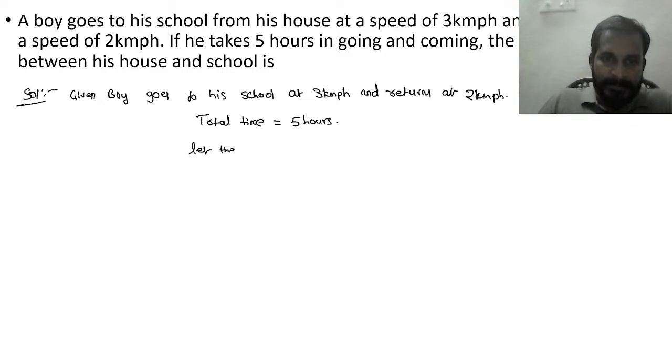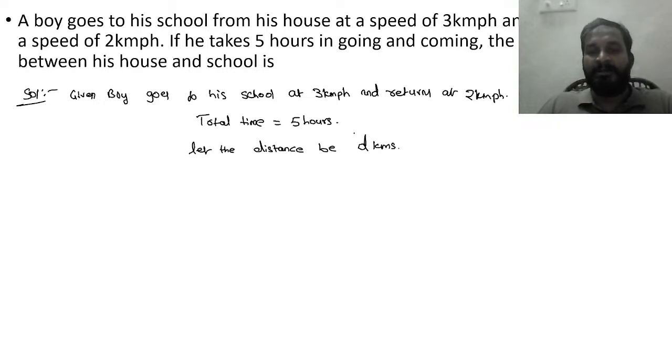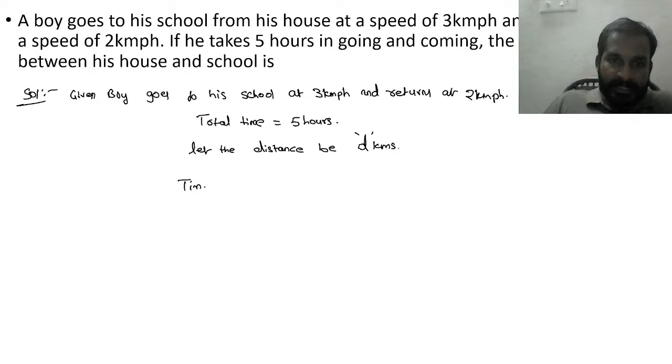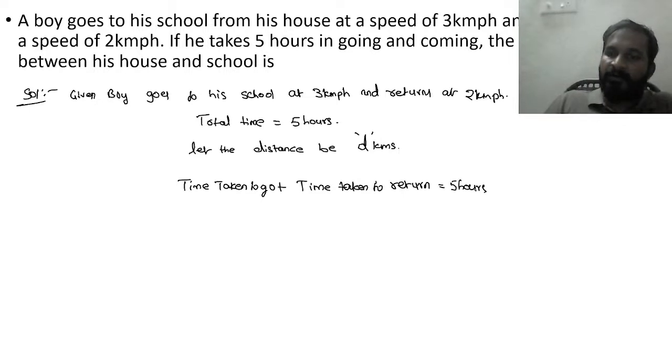Let the distance be d kilometers. Okay, now see, they given us a relation regarding time, right? Time taken to go to the school and to return from the school they given for us. So time taken to go plus time taken to return is equal to what? 5 hours. That is the thing there.